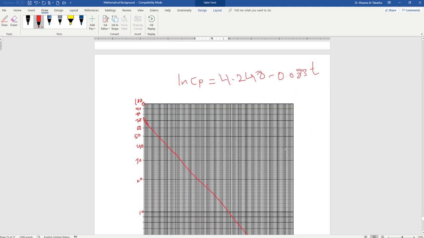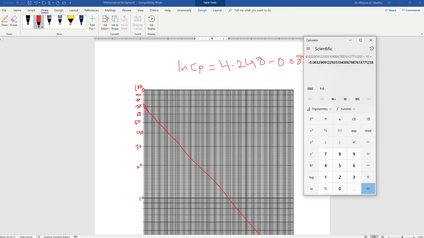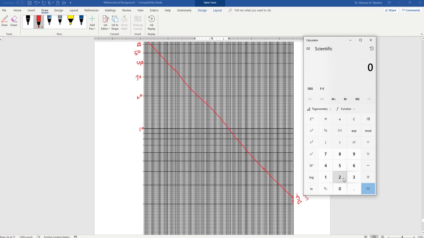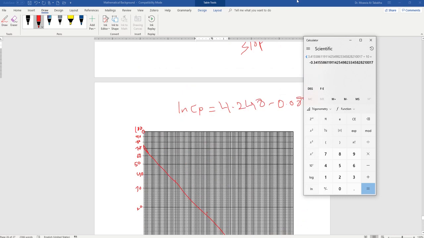So what I'm going to do, I will use again here the calculator. We said ln 2.3 minus ln 70, divided by 10. You see? Okay. So it's minus 0.342. Minus 0.342. I see, I did a mistake, which I don't recall which one.